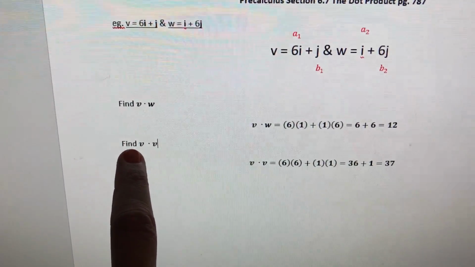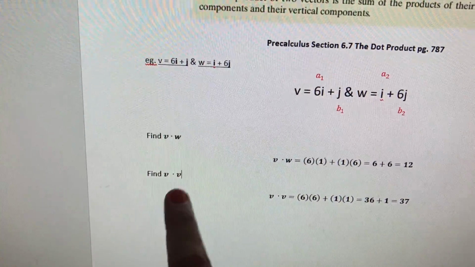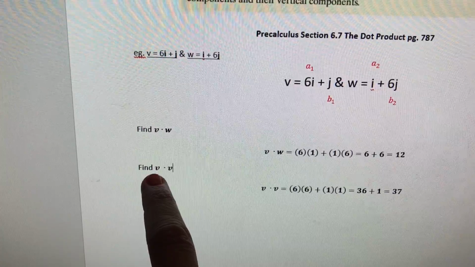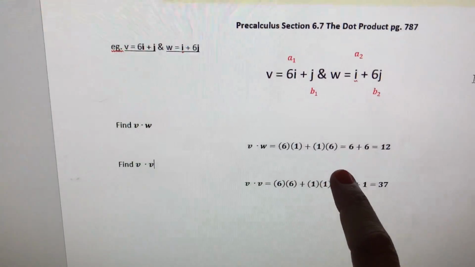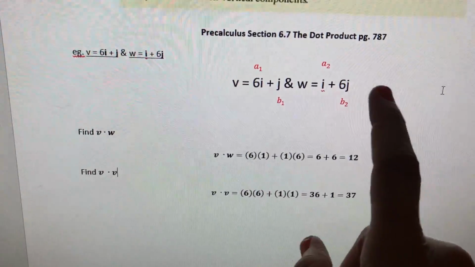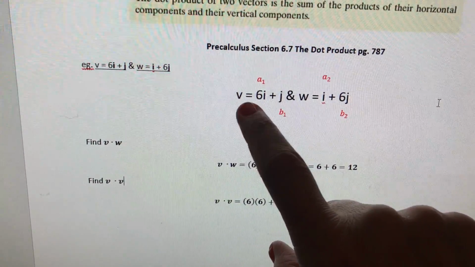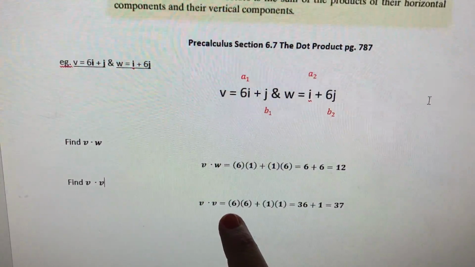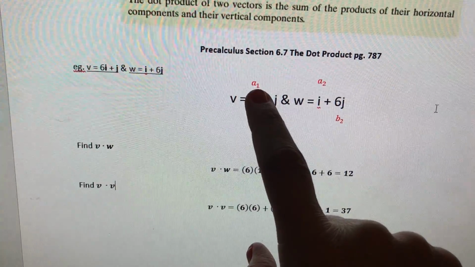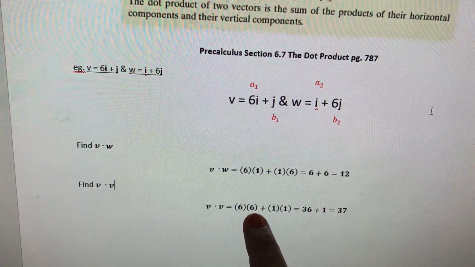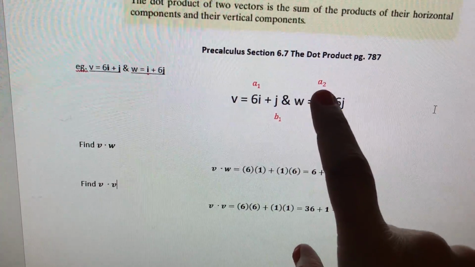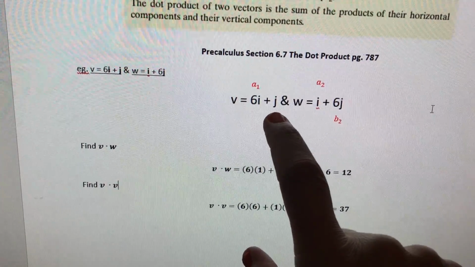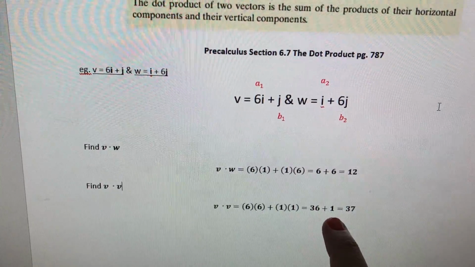All right, and then we can also just multiply the vector V by itself, vector V times itself. So this would have been vector V times vector V. So we got A1, 6, A2, if this was just copied over, A2 would have been 6, you get the drift. And then we got B1 and B2, 1. And then 6 times 6, 36, plus 1 equals 37.